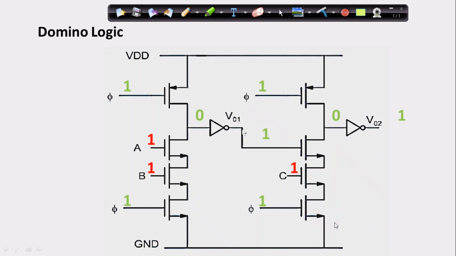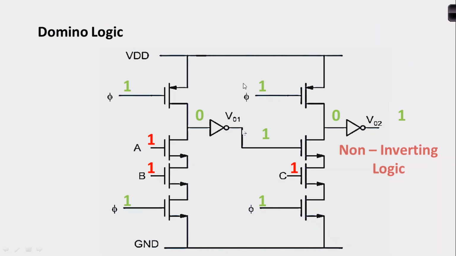But the problem with domino logic is that it is a non-inverting logic. That means in domino logic I won't design my NAND gate or NOR gate, but I'll be able to design my AND gate and OR gate. That means I won't get A dot B whole bar or A plus B whole bar, but at the output end I'll be getting A dot B or A plus B. So these are the different logics we are having over here.